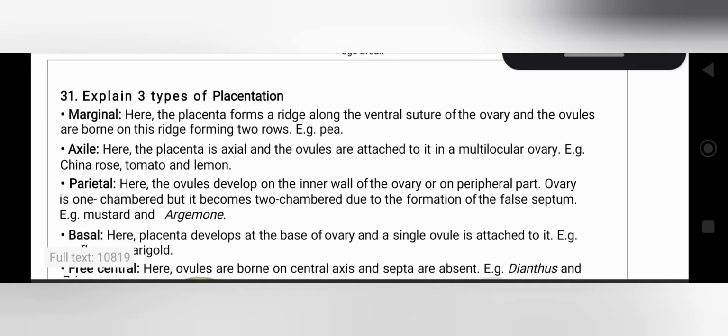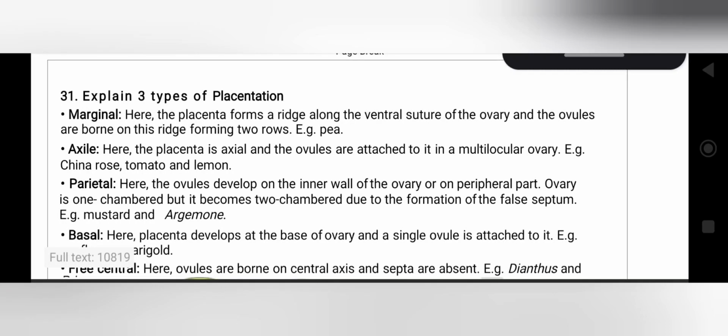Explain the 3 types of placentation. Marginal: here the placenta forms a ridge along the ventral suture of the ovary and the ovules are borne on this ridge forming 2 rows. Example: pea. Axile: here the placenta is axile and the ovules are attached to it in a multilocular ovary. Example: China rose, tomato, lemon.